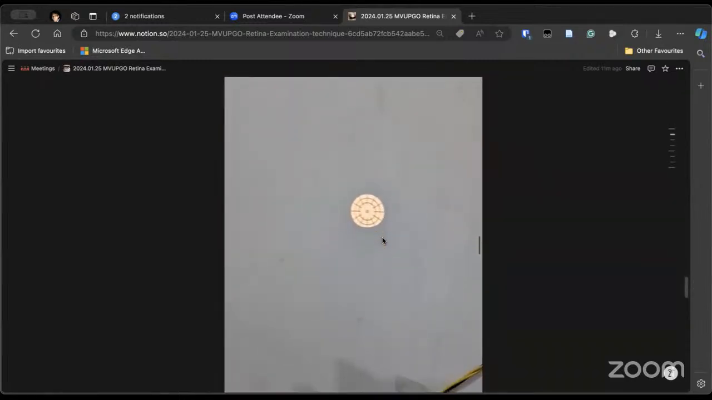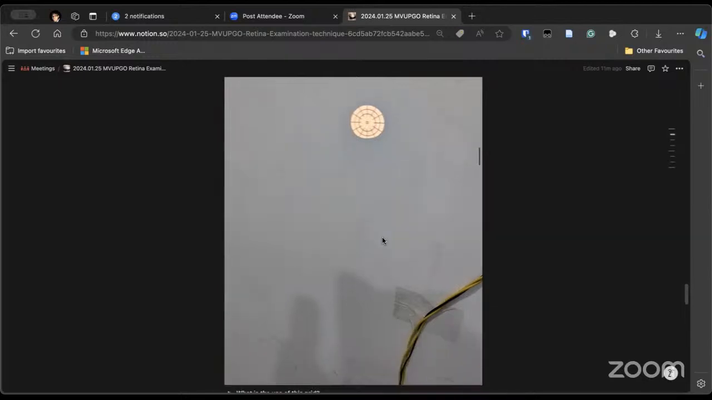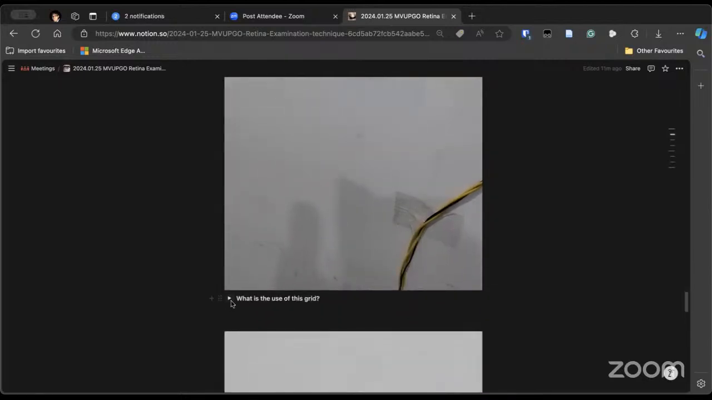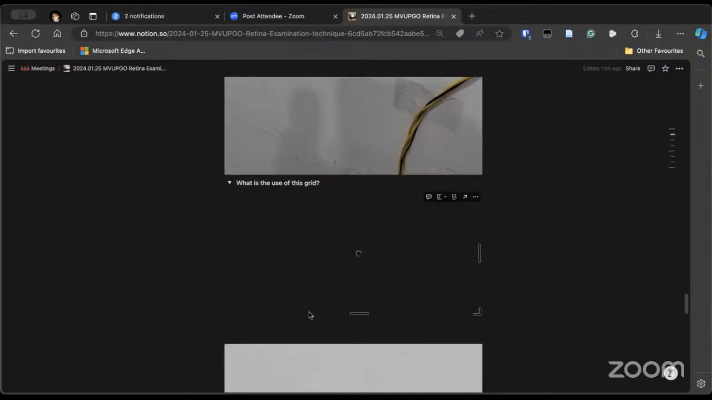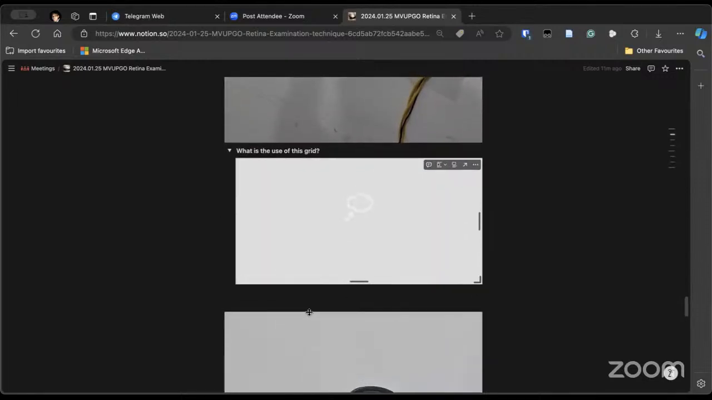So this is the grid. What is the use of this? Can anyone tell us? This can be used for checking fixation, eccentric fixation. Yes. So this is called the visuoscope.